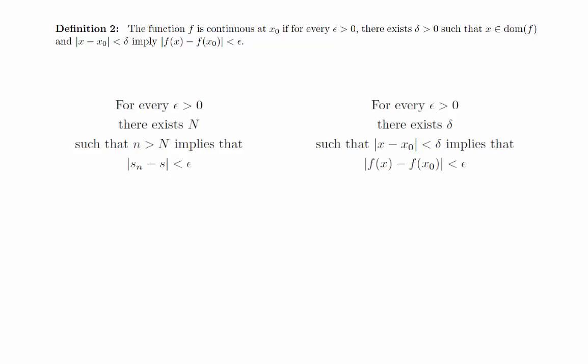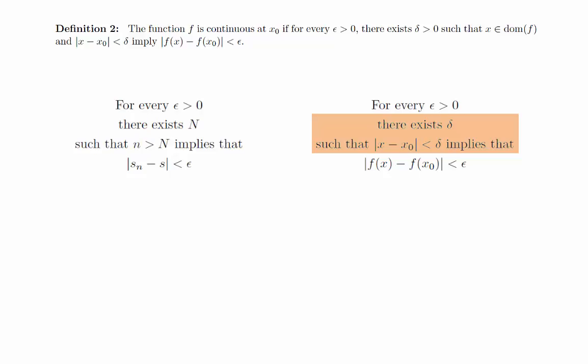This definition gives us a big hint as to its relationship with sequences because it's another epsilon definition. However, instead of a capital N where we look at little n bigger than capital N, we have a delta where we look at absolute value of x minus x0 is less than delta. All this means is that we're looking for x that are close to x0.